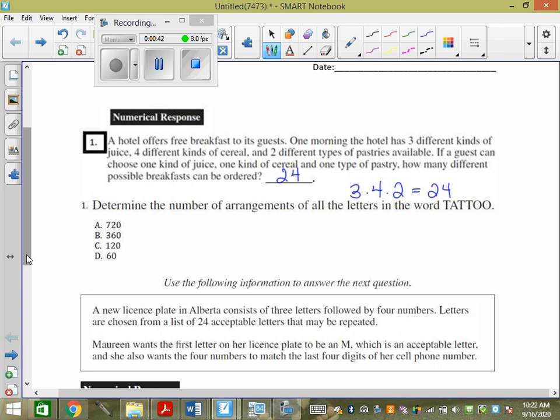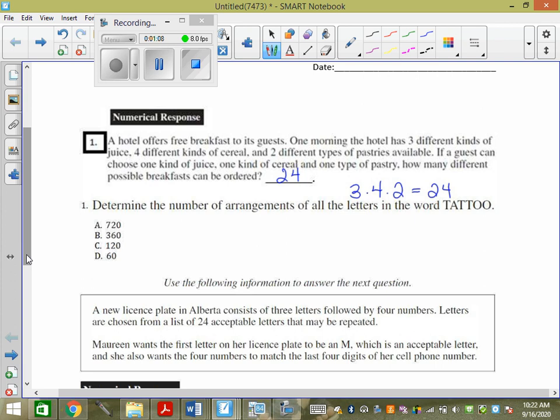So if it said one morning they have 3 kinds of juice, 4 types of cereal, and 2 pastries, and they can choose 2 juice, 1 pastry, and 1 cereal, we can't do blanks then because they're choosing 2, right? So we have to decide: are we going to use a P or a C? Does the order of the 2 types of juice matter? No, it doesn't. So we would just use C's.